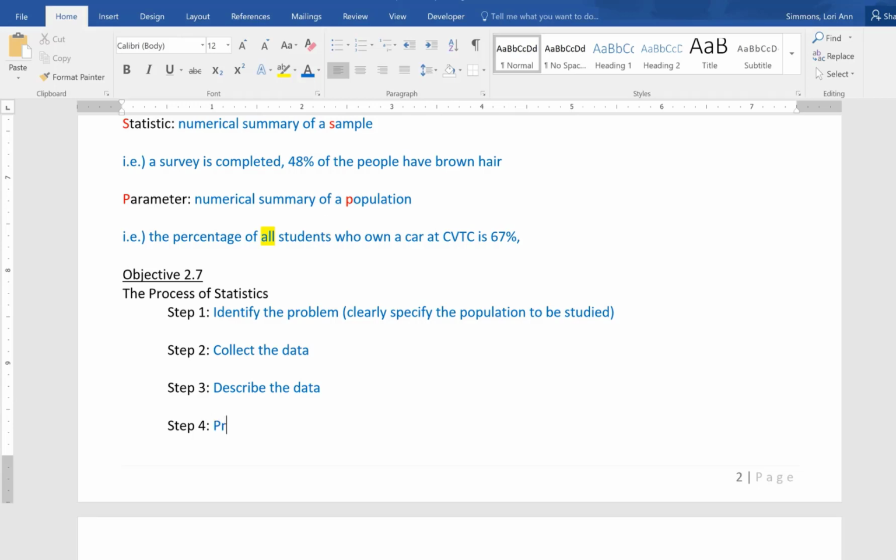Step 4, perform inference. So again, when you perform inference, you're taking your results from the sample and generalizing it to the population. With that, you have a measure of confidence and a range.